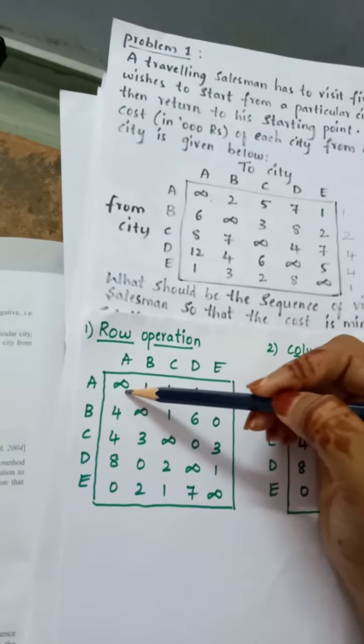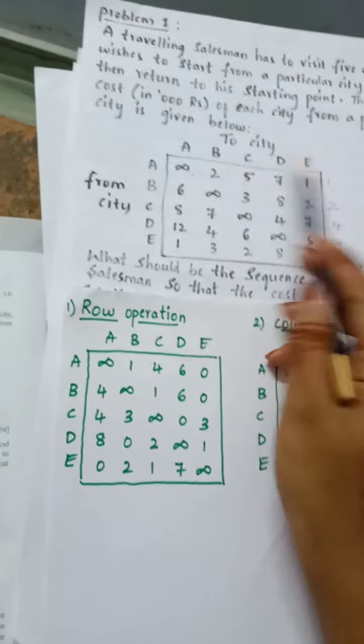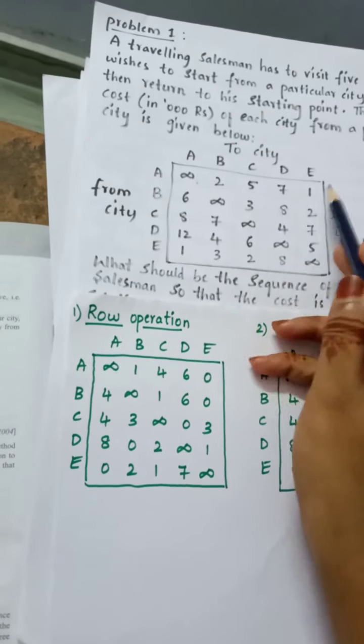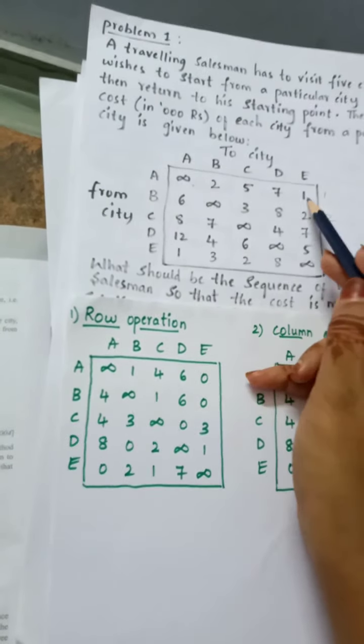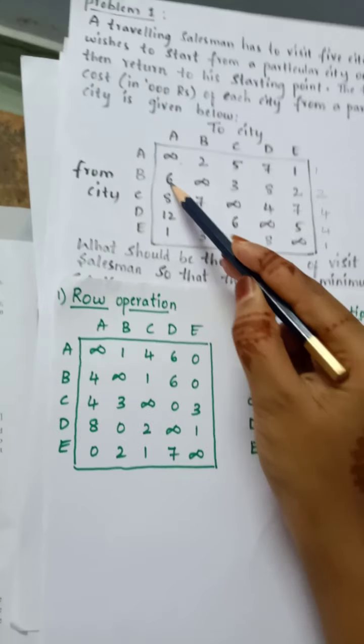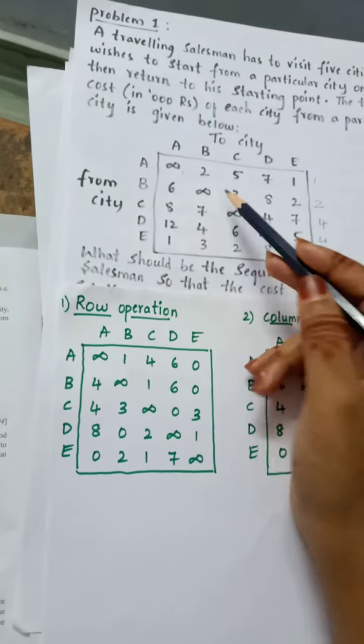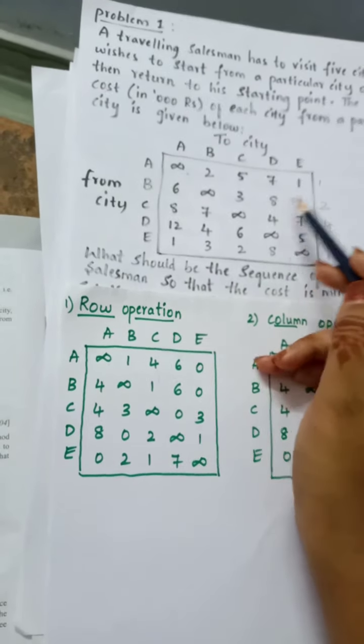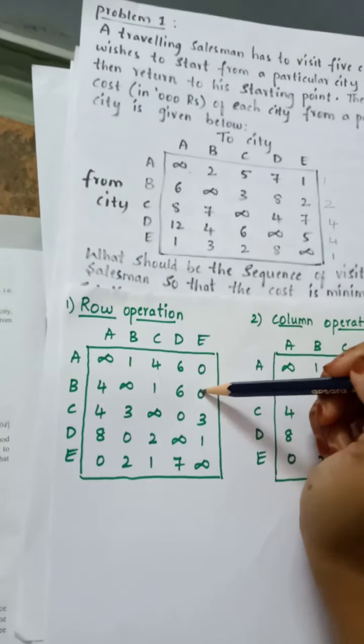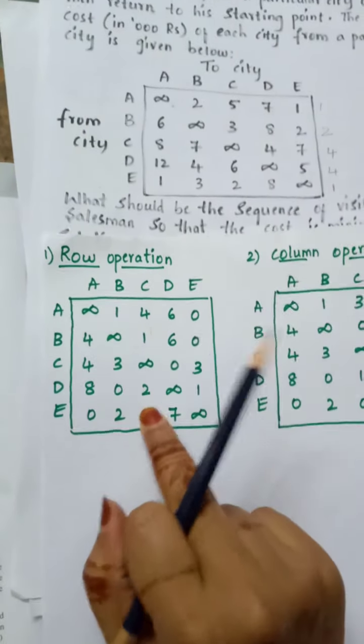So the infinity will be as it is, students. 2 minus 1, 1, 5 minus 1, 4, 7 minus 1, 6, 1 minus 1 will be 0. Next 6 minus 2, 4, infinity. Next 3 minus 2, 1, 8 minus 2, 6, 2 minus 2, 0, and so on, students. This is the row operation.